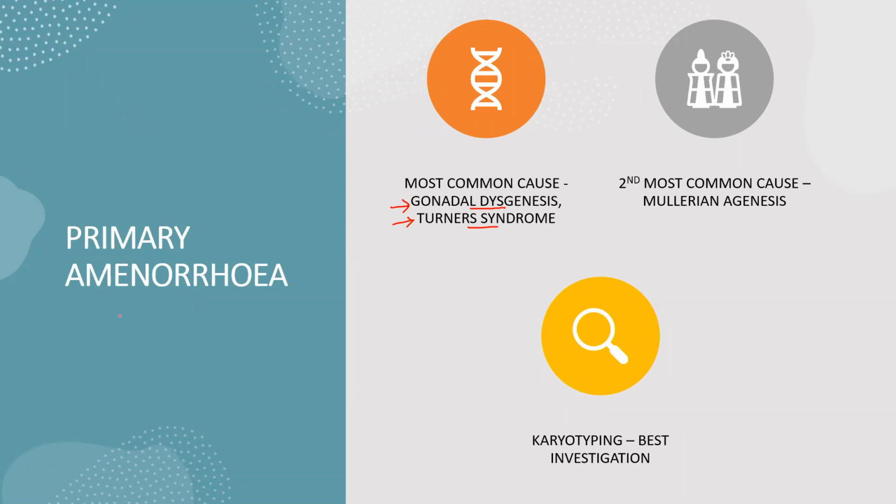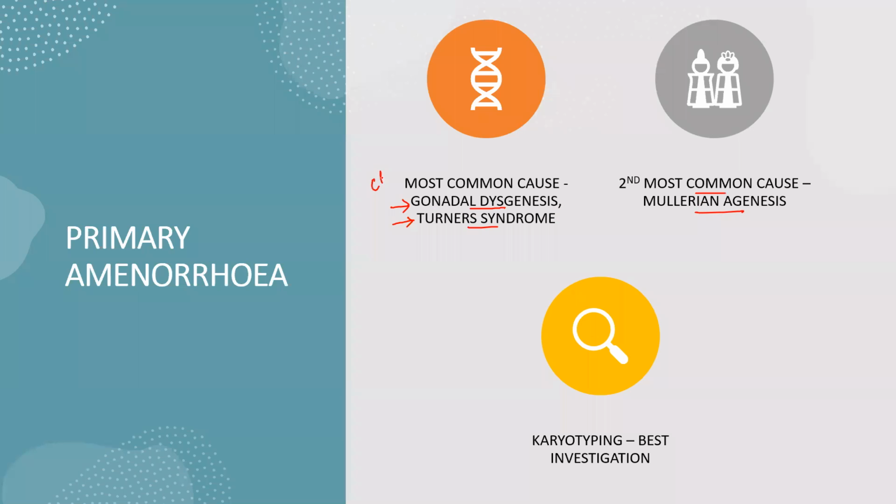Then we have the congenital malformations. Then we have chromosomal abnormality, thyroid dysfunctions, and so on. But among all this, when we jot down which is the most common cause of primary amenorrhea, you have to write gonadal dysgenesis and Turner syndrome. Okay. The second common cause is Mullerian agenesis.